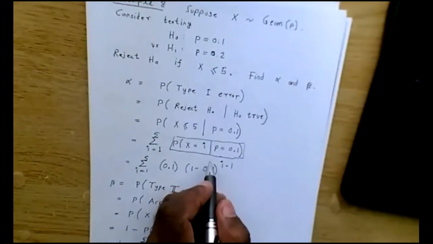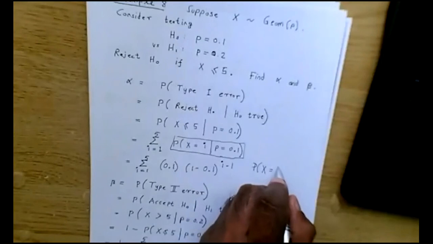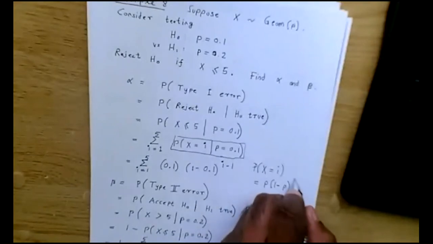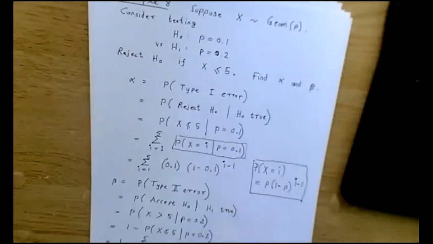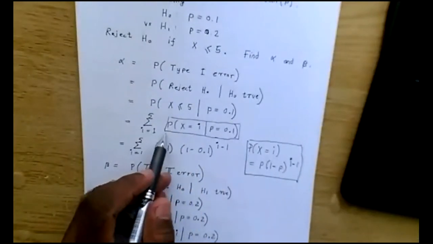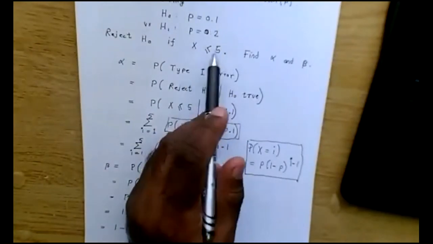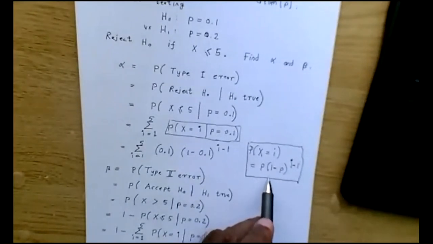Remember, I'm sure you've done this in probability one last semester. The PMF of a geometric variable is P times (1 minus P) to the power i minus 1. Do you guys remember this or not? This is the probability mass function, or the PMF, of a geometric variable, right? So that's what I have used to go from this line to this line. I just put P equal to 0.1 because we are conditioning on P being equal to 0.1. So I just used the formula for the PMF of a geometric variable with P equal to 0.1.